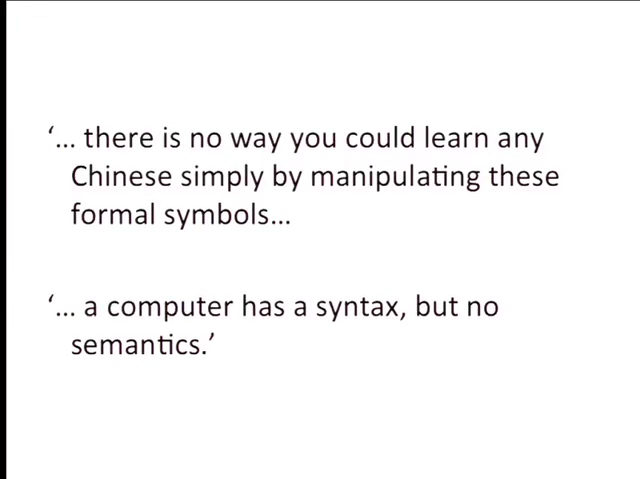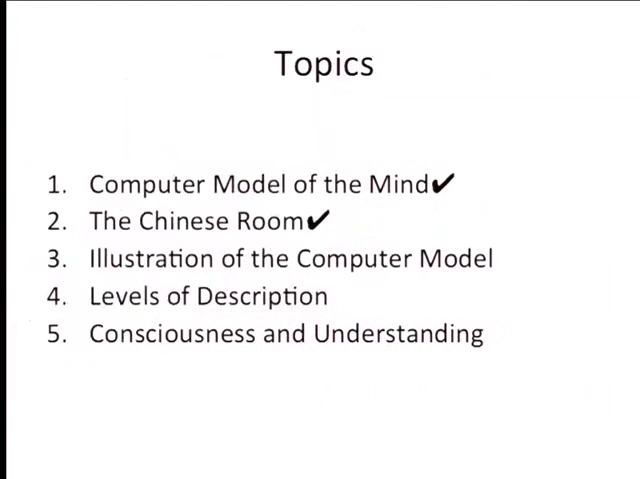A computer has a syntax. That is, it can recognize the physical shapes of the signs it's dealing with, and operate on them accordingly. But no semantics. That's to say, it doesn't know what any of those signs stand for. It doesn't know what would make them true or false. That's the Chinese room objection.